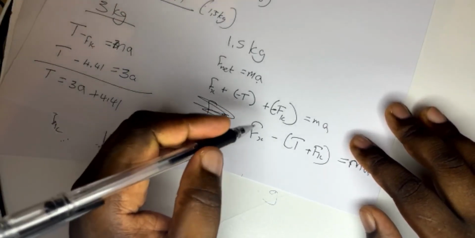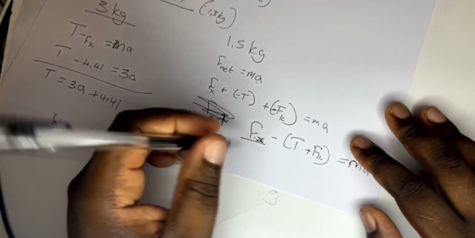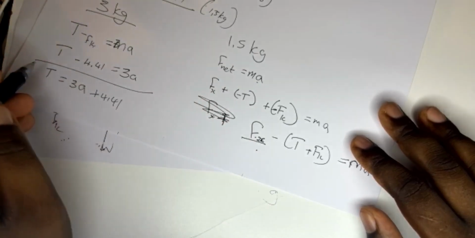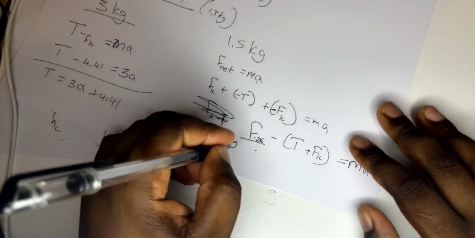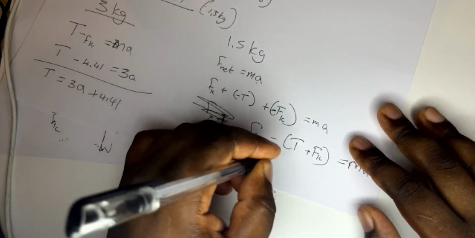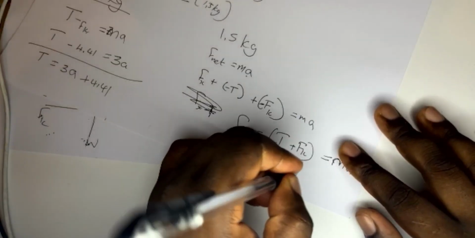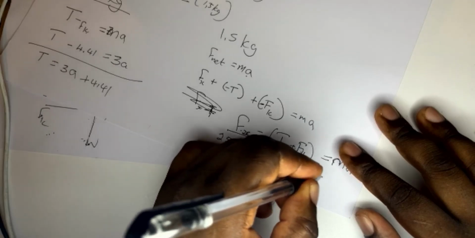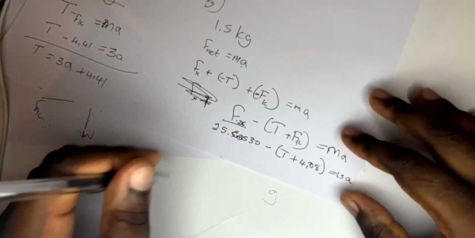So we have this one. Now since it's x, it goes with cos, not the sine. Don't forget that. Or we can use the one that we used on the previous one, sine 30. It's going to give us the same value. So we'll have 25 multiplied by cos 30 minus, in brackets, T, we don't have the value. Fk, we did calculate this one. It gave us 4.08. Then mass is 1.5 kg. We don't know the acceleration so far.